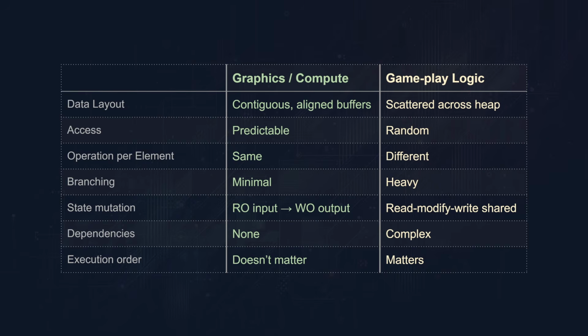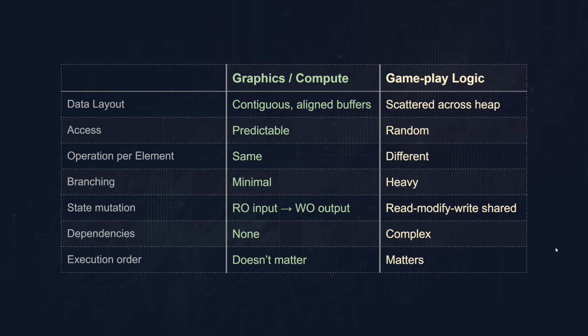There's minimal to no branching in the graphics pipeline. State mutation is often from read-only to write-only output, so that's nice and clean. There are no dependencies between the elements, like I said earlier, with the vertices and pixels. And because of that, it means the execution order doesn't really matter. And all of this together is a recipe for maximal parallelism. So we can really use all of these parallel shader cores, and even when getting the frame ready in the render setup step, we can nicely parallelize this.